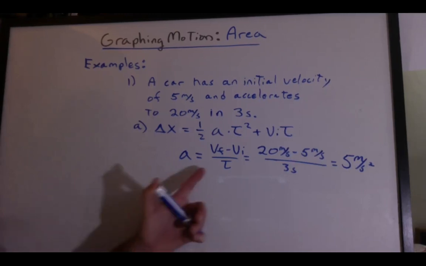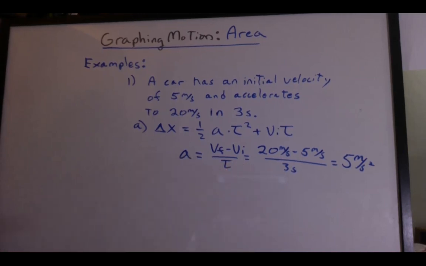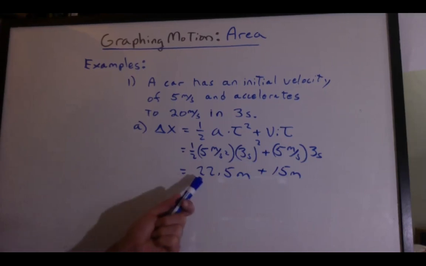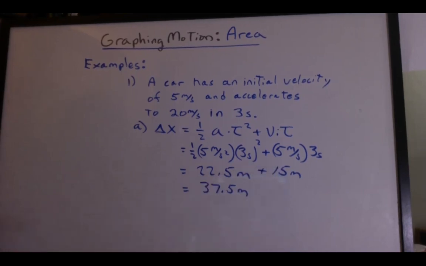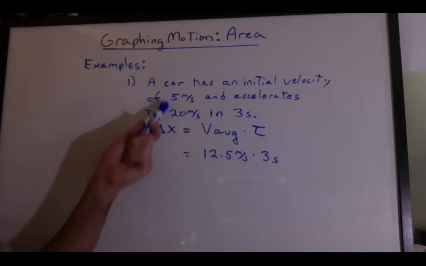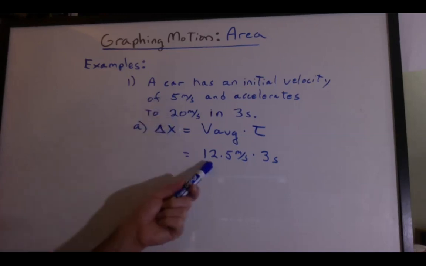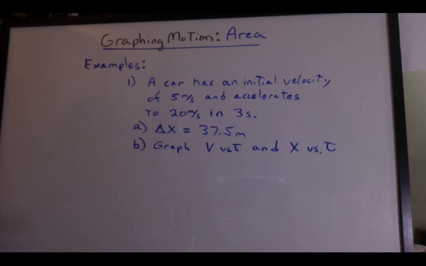Now notice when I do this math, I actually show you the formula and the units. That's what I expect you to do. So we have 22.5 meters due to the acceleration and 15 meters of travel due to the initial velocity. That's 37.5 meters. Let's check that with V average times t. V average is just 5 plus 20 divided by 2. We get 12.5 times 3 seconds. Same answer. It's working. Now we have to graph the velocity versus time and the position versus time.